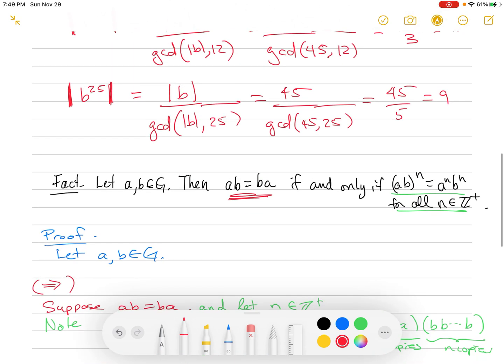Now, the reason why I'm proving this is because I'm probably going to use it later. AB equals BA. So A and B commute if and only if you can distribute the exponent n over top of A and B like that. So (AB) to the n is A to the n, B to the n. I will use that sometime at some point. Not in this video, in another video.